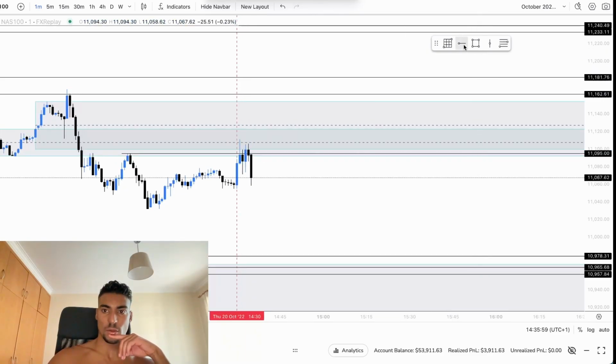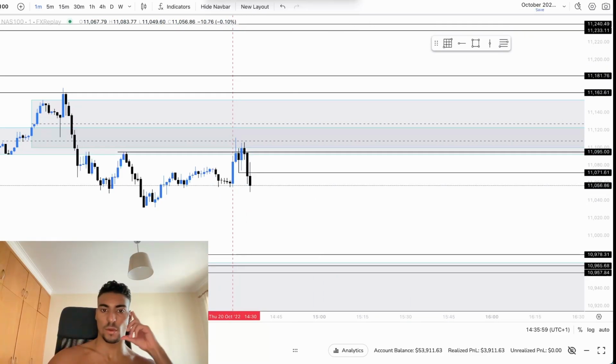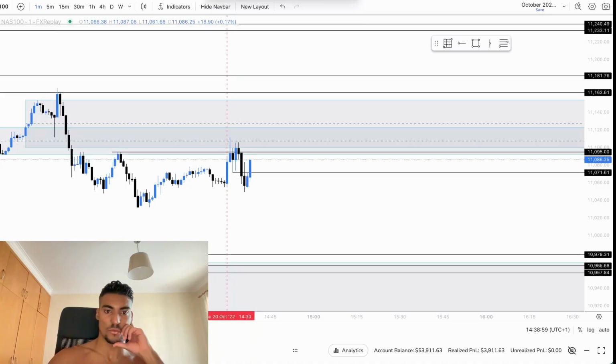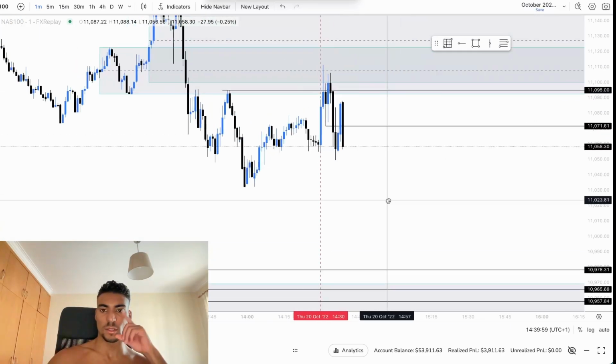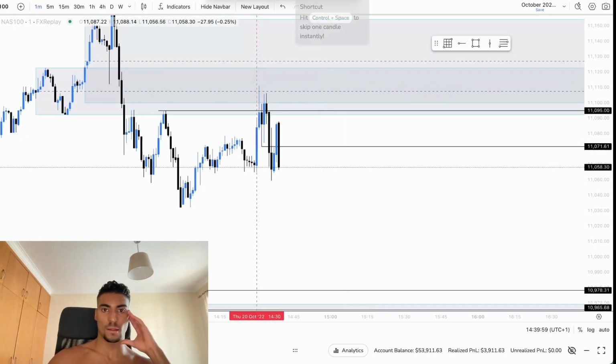Okay, so we get the confirmation. We get break of structure right here. Boom. Now I want to see some kind of continuation, but I would like to see more of the retracement up. I could enter on this candle alone, very risky though. Let's wait on our candle.